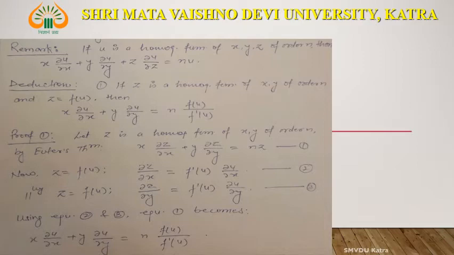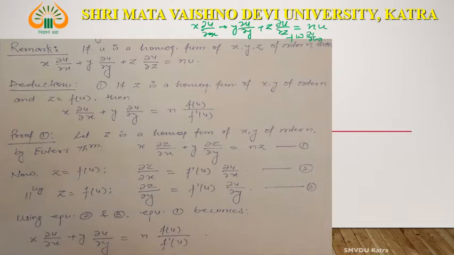x del u by del x plus y del u by del y plus z del u by del z is equal to n into u. Suppose there is a fourth variable w, then add w del u by del w, and it is equal to n into u, right? This Euler's theorem on homogeneous function is true not only for 2 variables or 3 variables, but for n number of variables, right?